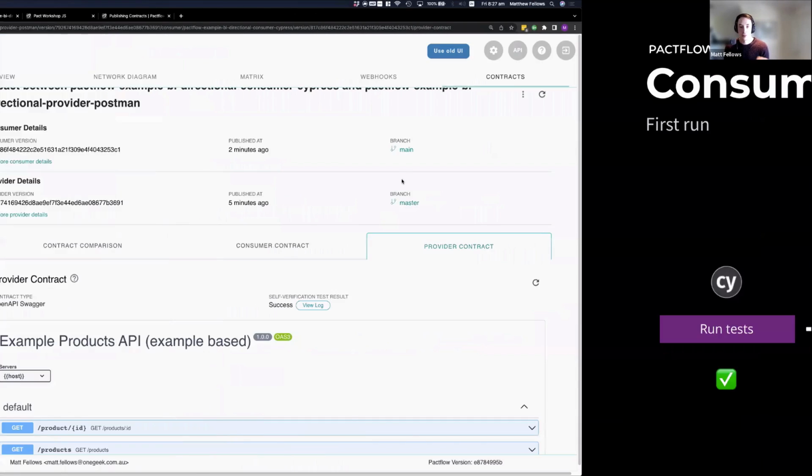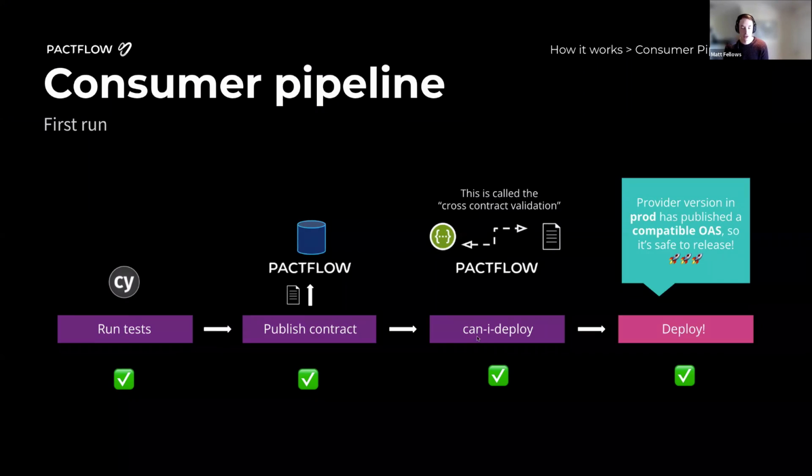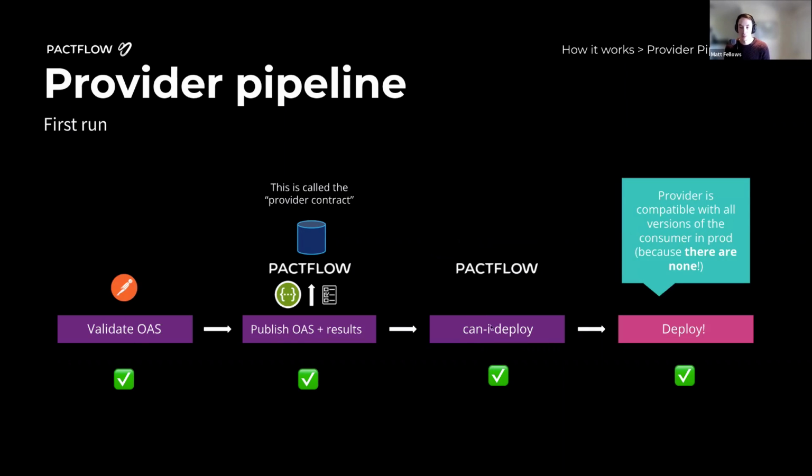Okay, so now we've got our consumer and our provider in production. What happened in this can I deploy step though is interesting. This is where we do that cross-contract validation. When we've got two things we can compare, we actually do that. So if you go back to the first provider build, you'll note we don't do anything in can I deploy because there is no consumers.